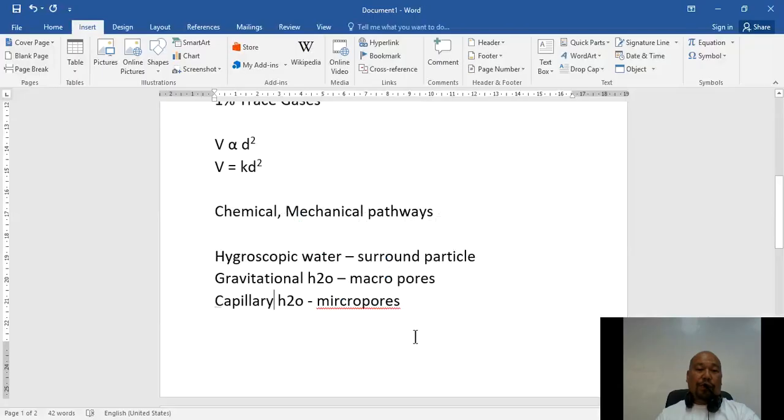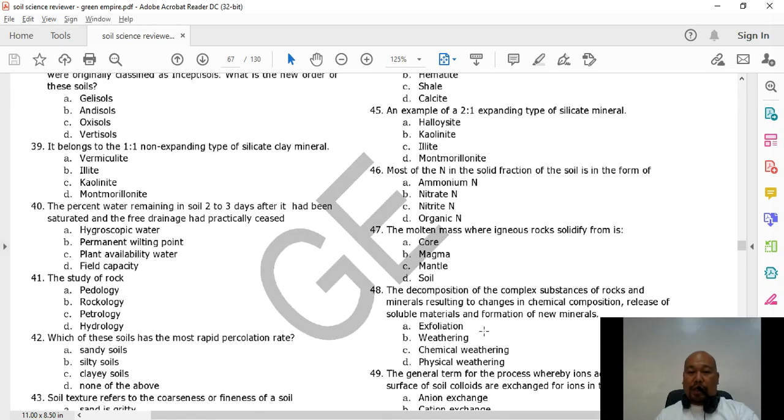So, going back sa question, asa na ta dapit guys? Dira. The percent water remaining in soil 2 to 3 days after it had been saturated and the free drainage had practically ceased, right? Like I said, the correct answer is field capacity.